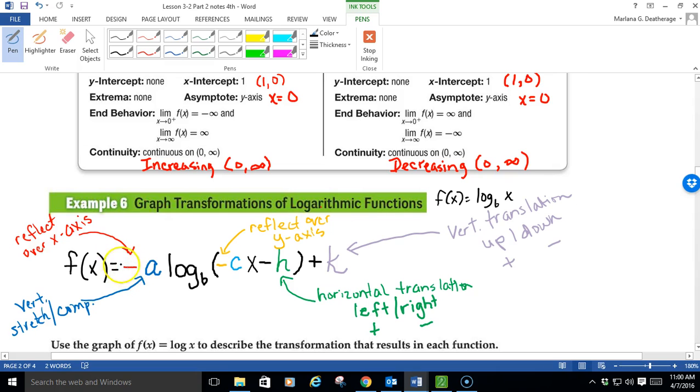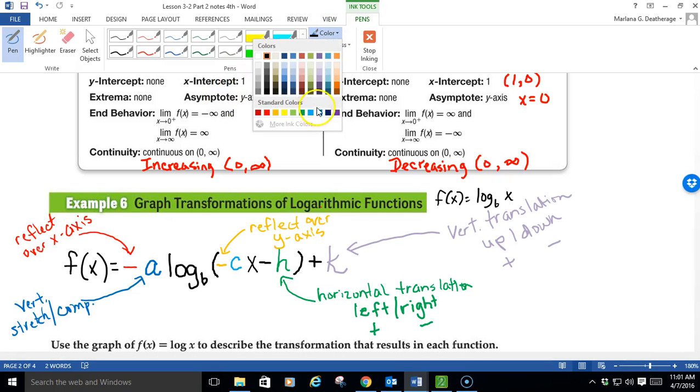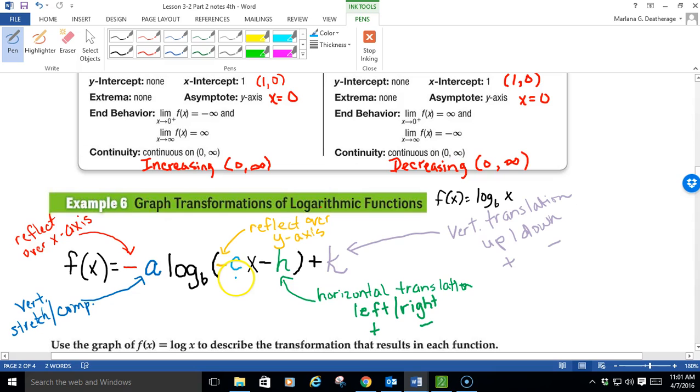So if you have a negative out front, and this should look familiar because it goes along with all the other functions, which is kind of cool because all of our functions work the same. A negative out front is going to make the original graph reflect over the x-axis. A multiplier out front is going to be a vertical stretch or compression. A negative inside the parentheses with the x would be a reflection over the y-axis. A multiplier in front of the x will be a horizontal stretch or compression.